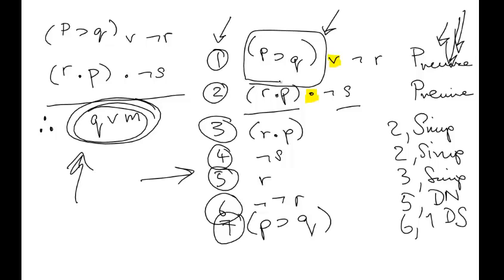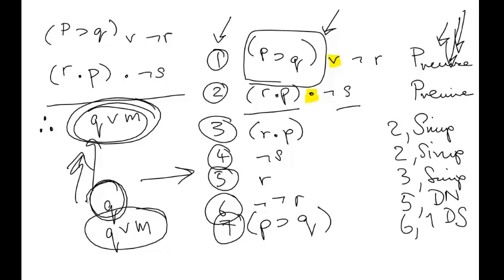Why? Well, I'm trying to get Q or M. I know that if I get Q by itself, then by the law of addition, I can just go Q or M. Okay? So all I need is the Q. Where am I going to get the Q? I'm going to get the Q right here. How am I going to get that?